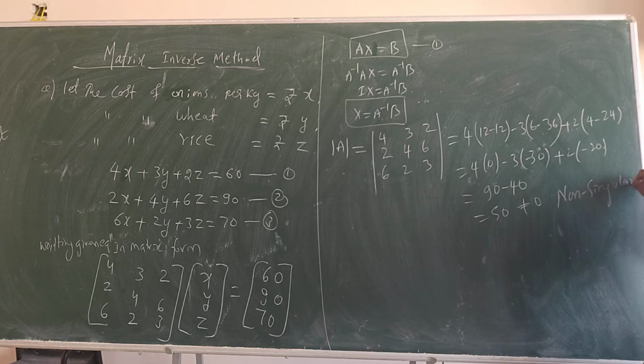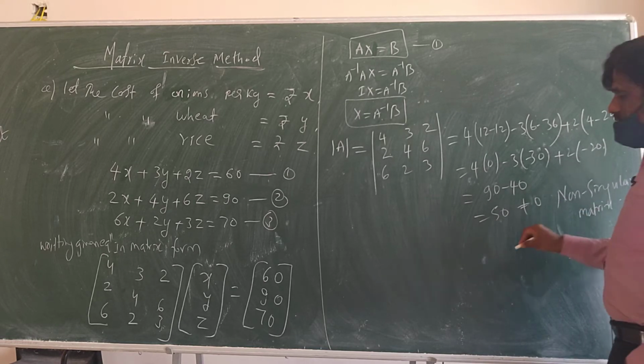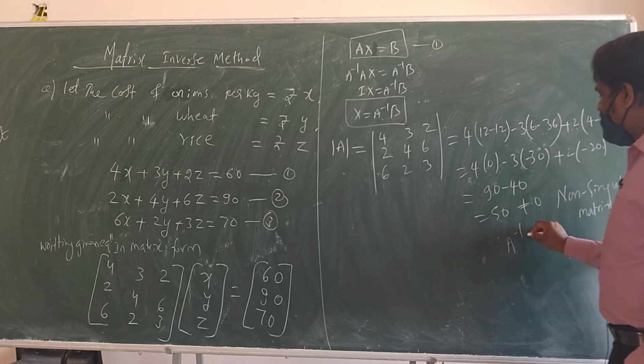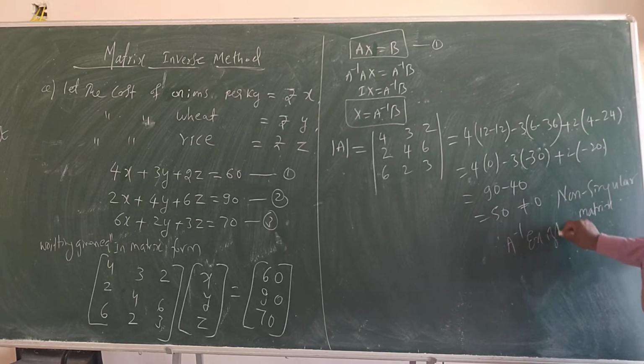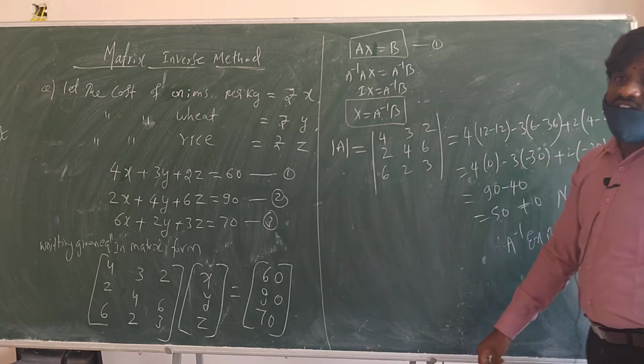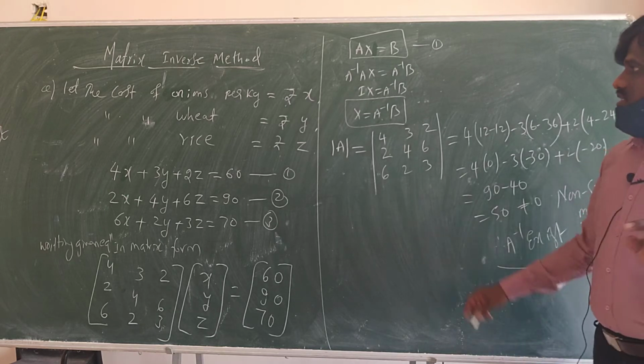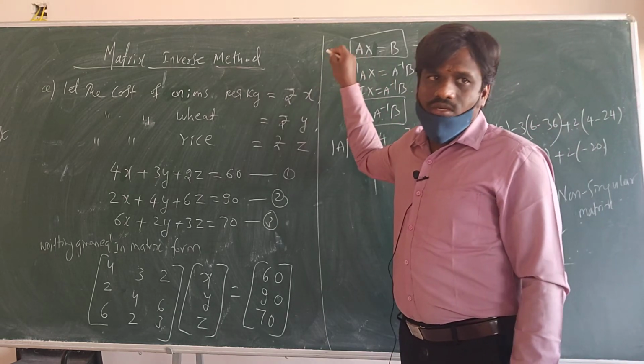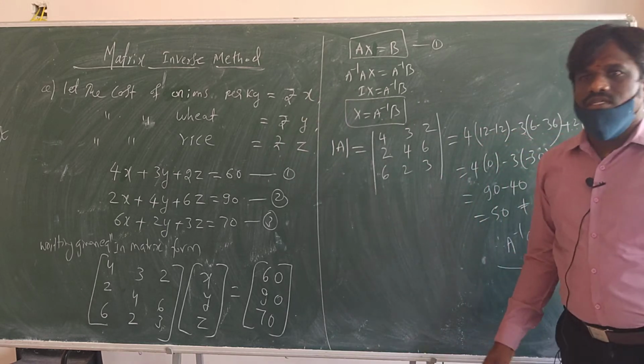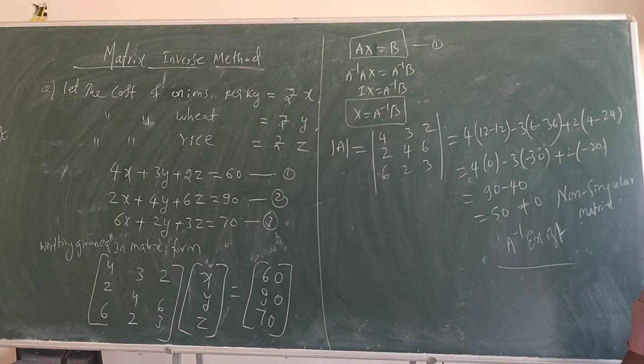Non-singular matrix. I explained this one. Therefore, A inverse exists. Therefore, the system has a solution, a unique solution. So what do I have to find now? A inverse. To find A inverse is called the inverse method, so we can use the cofactor method. Till now you write down, I'll tell you next.